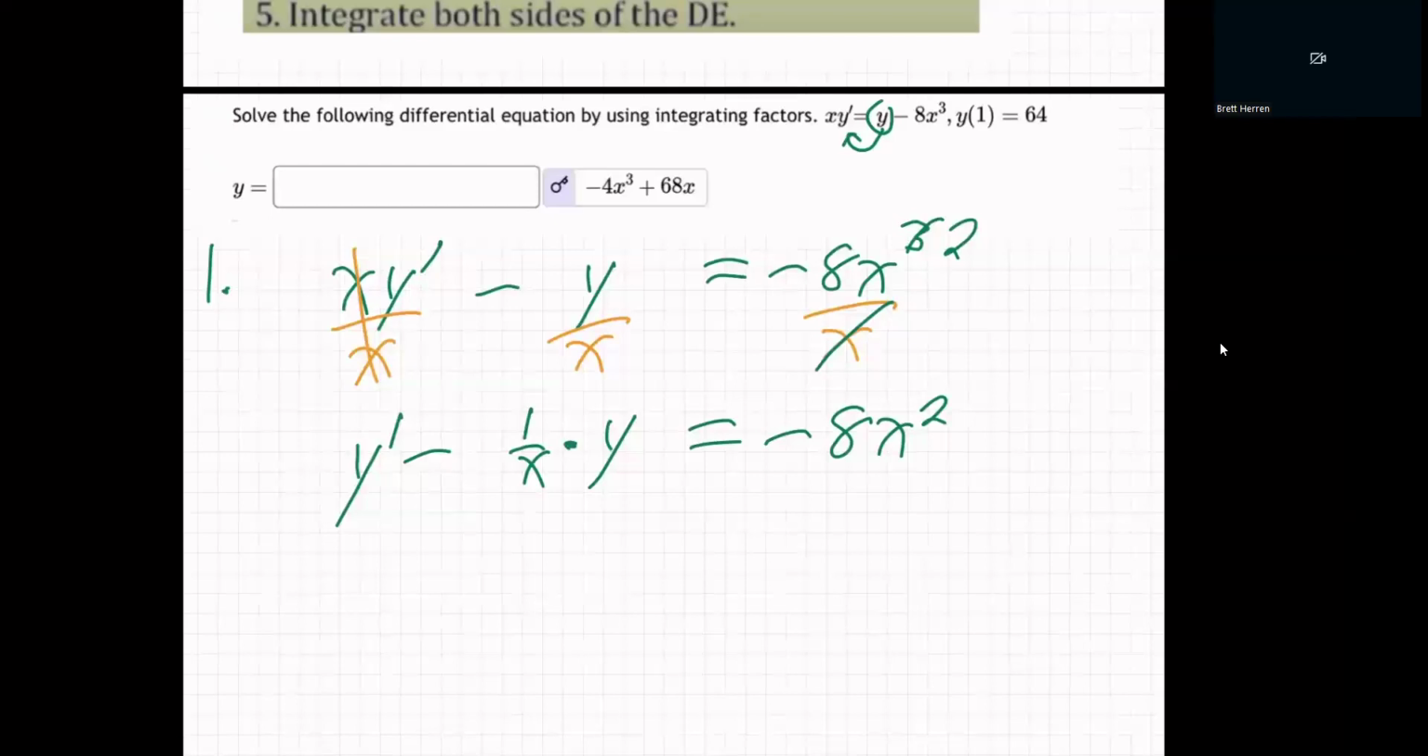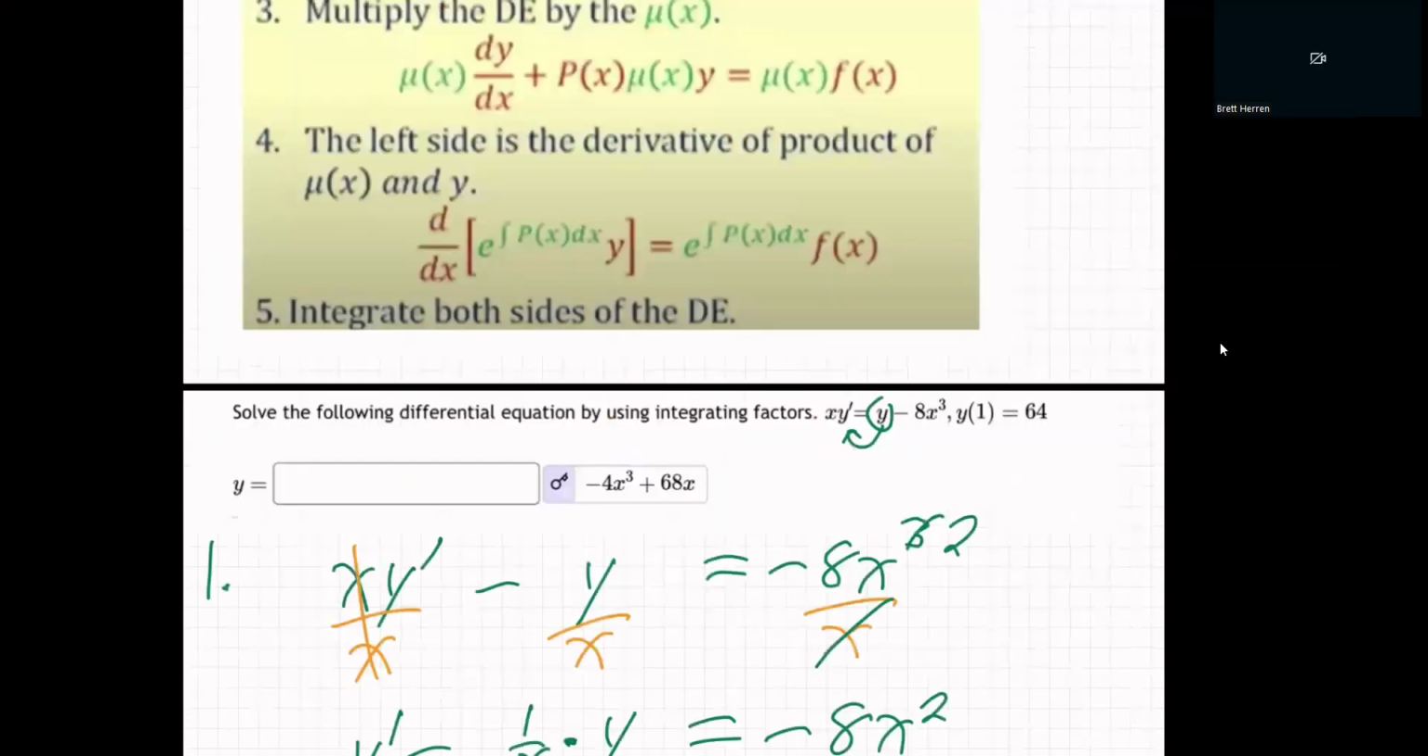And this will cancel, being minus 8x squared. Okay, so now we've got it in the right form. We've got the y prime alone, we've got the y term and the other stuff. Okay, so we're ready for step two.